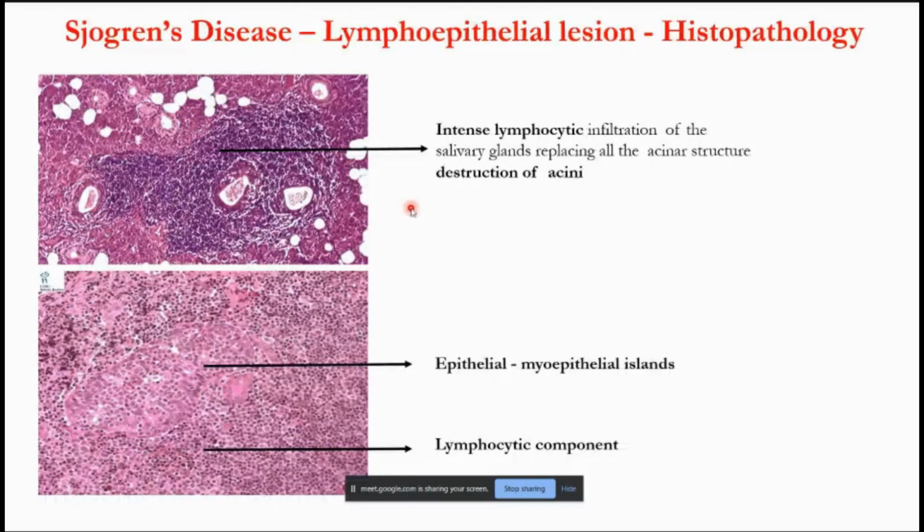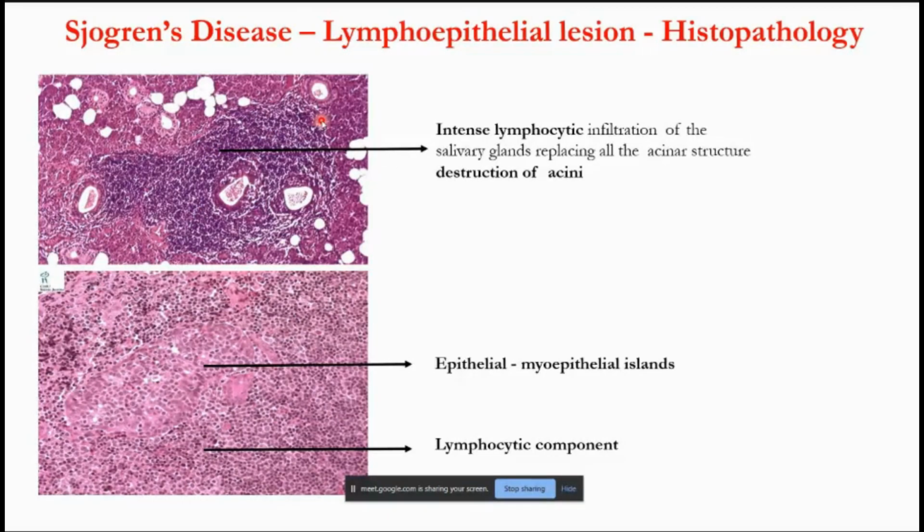And coming to the histopathology, like I said in the definition itself, there will be intense lymphocytic infiltration. All of these are acini. Okay, so this is a salivary gland, and there is a lymphocytic infiltration which is quite intense, and you could also see destruction of acini.